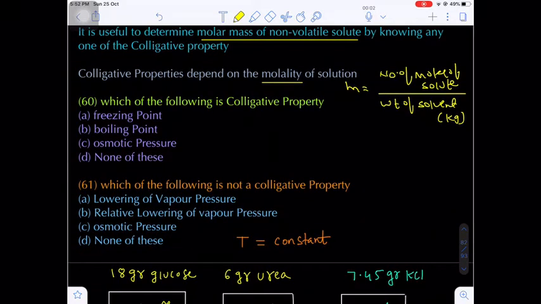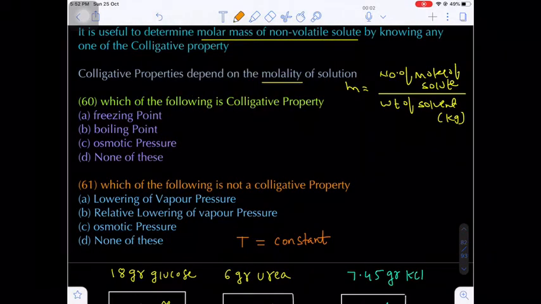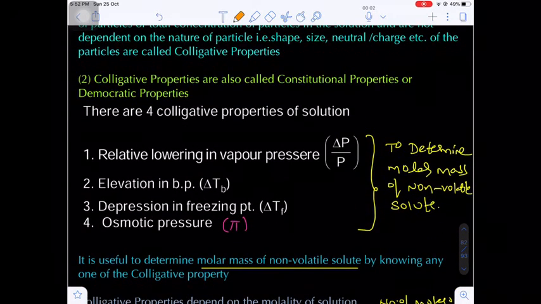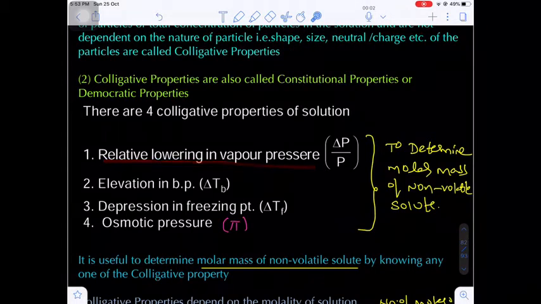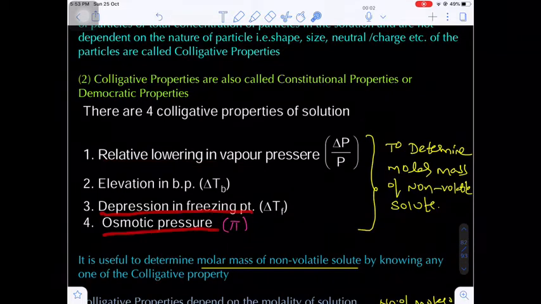Okay. Now here, question number 60. Which of the following is a colligative property? Colligative properties are how many types? 4 types. What are those? Number 1, relative lowering of vapor pressure. Number 2, elevation in the boiling point. Number 3, depression in the freezing point. Number 4, osmotic pressure.